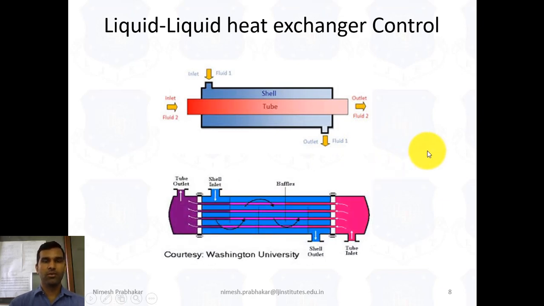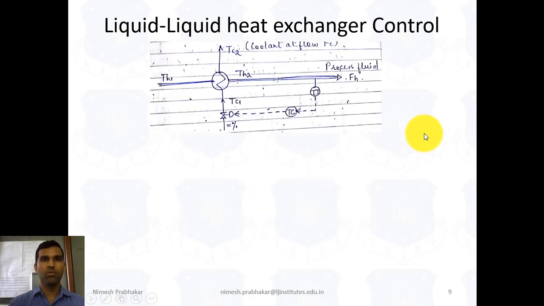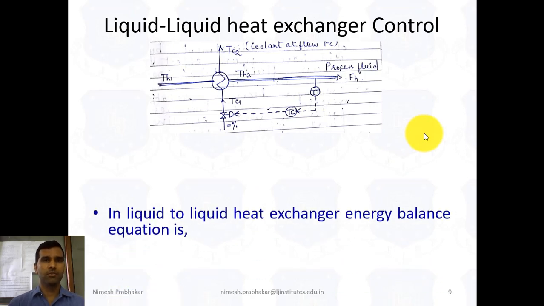Also, this is only one tube. Here we use a number of more tubes. So the working is the same, but here we increase the number of tubes. So this is a multiple tube heat exchanger. Okay. Now we will understand the energy balance equation.